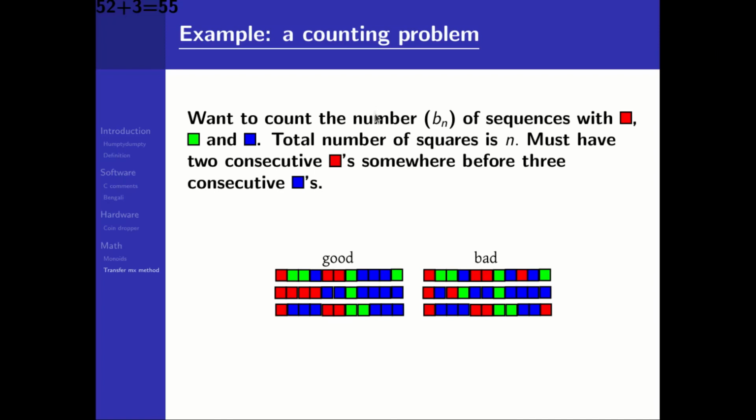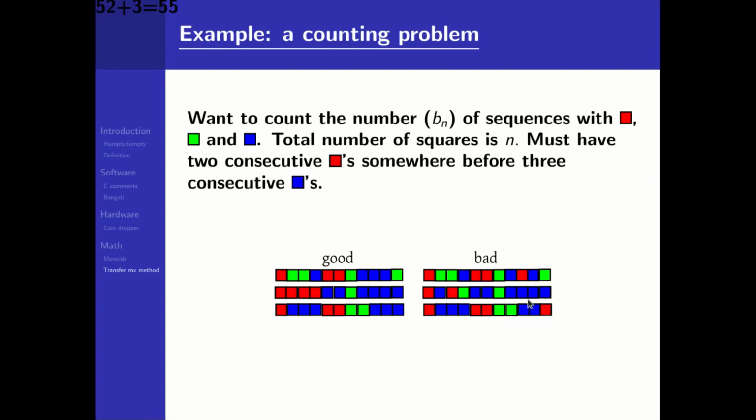So they satisfy this condition. Somewhere we have 2 red squares consecutive before 3 consecutive blues. Here again we have 2 consecutive reds before 3 consecutive blues. In this case we do not have that property because I do not see any 3 consecutive blues here.